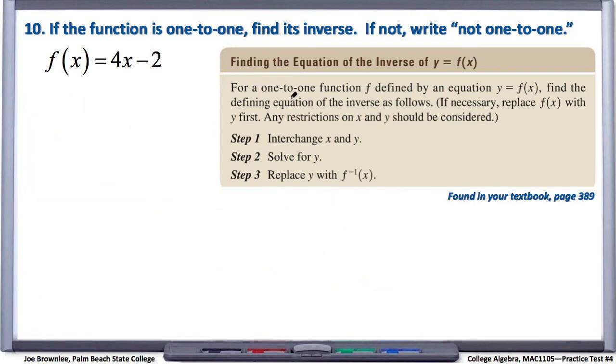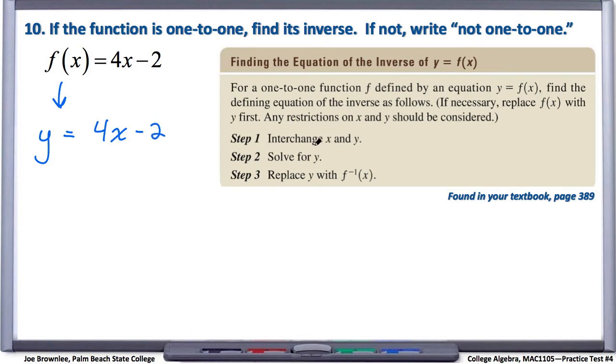which means we can go ahead now and try to find it. And to do that, we're going to follow what page 389 tells us to. It says, for a 1-to-1 function f defined by an equation y equals f of x, which we have, find the defining equation of the inverse as follows. And they tell you it's a good idea to replace that f of x notation with y up front. So let's go ahead and do that. Let's replace that function notation with y, and then equals 4x minus 2.